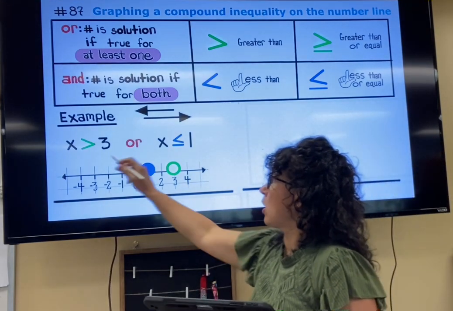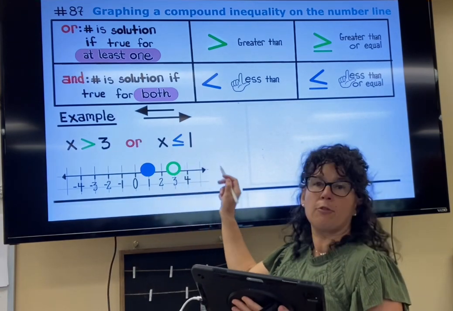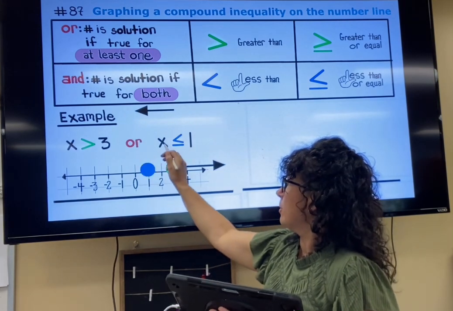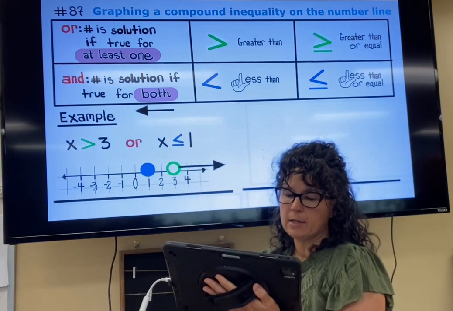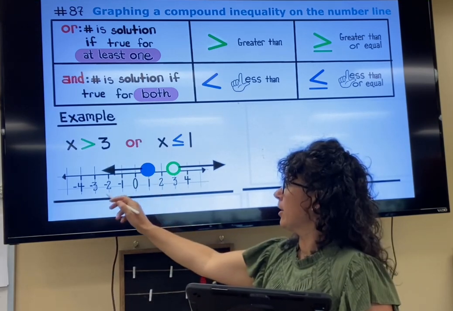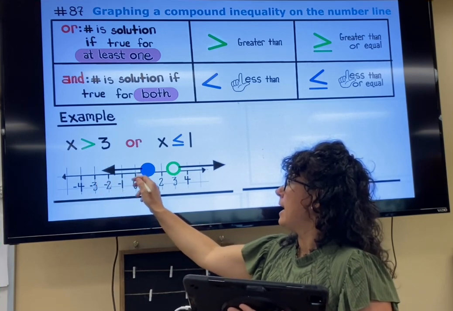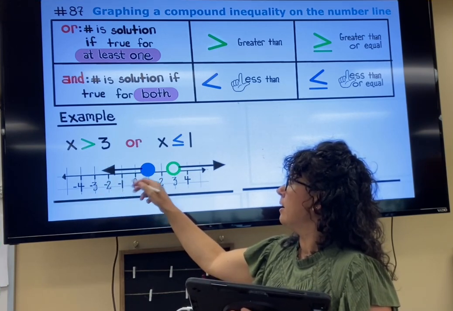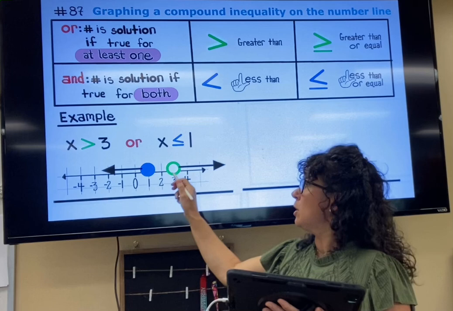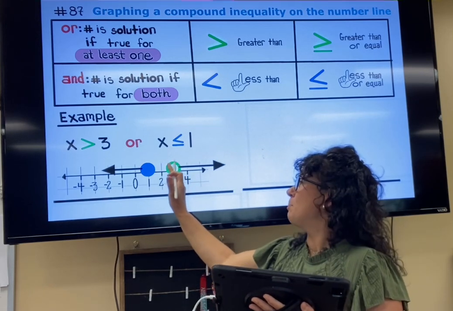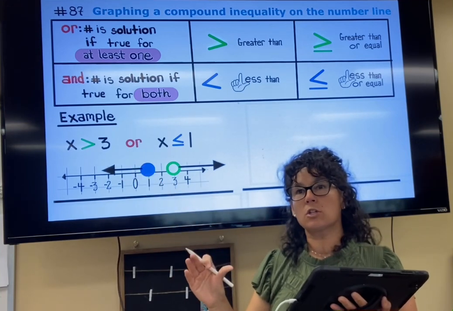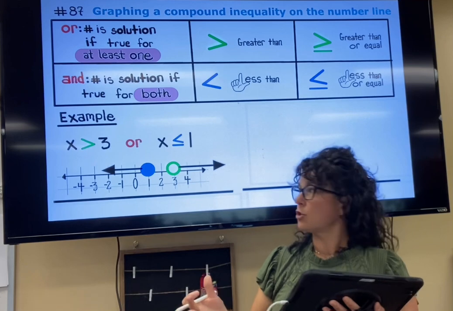Now, if my numbers are bigger than 3, the numbers bigger than 3 are to the right of 3. And numbers that are smaller than or equal to 1 are to the left. So every number, -4, -3, -0.5, the number 1, all of those numbers make this true. The number 3 itself does not make this true. That's why it's an open dot, but everything just barely after 3 does make that true, like 3.000001 is a part of the solution.